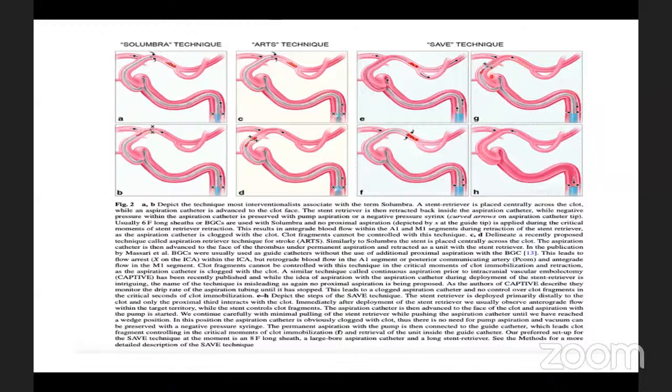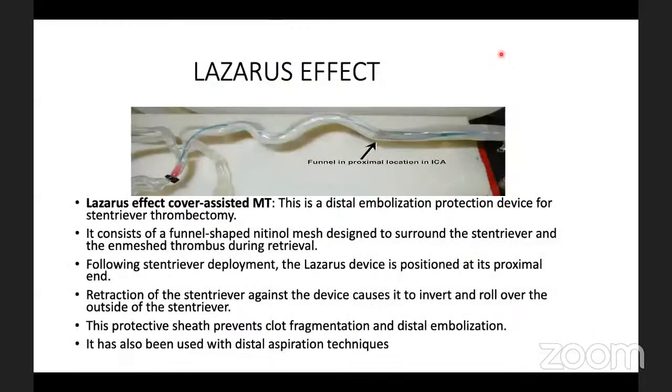So this is the double aspiration method, where the flow of blood is also retrograde. It is going towards the guide catheter, and it is going towards the aspiration catheter. So this is the safe technique, a modification of Solumbra just to minimize clot dislodgement during the procedures.